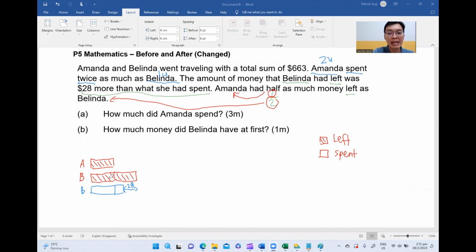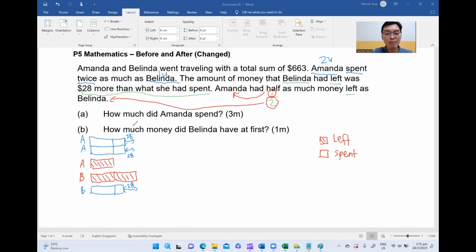So Amanda will be taken as, we have drawn 2 units for Amanda. So Amanda will be twice. So this is 1 unit. Let's draw another one right on top. They say that Amanda spent twice as much as Belinda. Look at the blue units. Indeed, Amanda spent twice the amount of Belinda. And the difference is $28 for each of them, right? So all these are $28 difference compared to what Belinda had left.